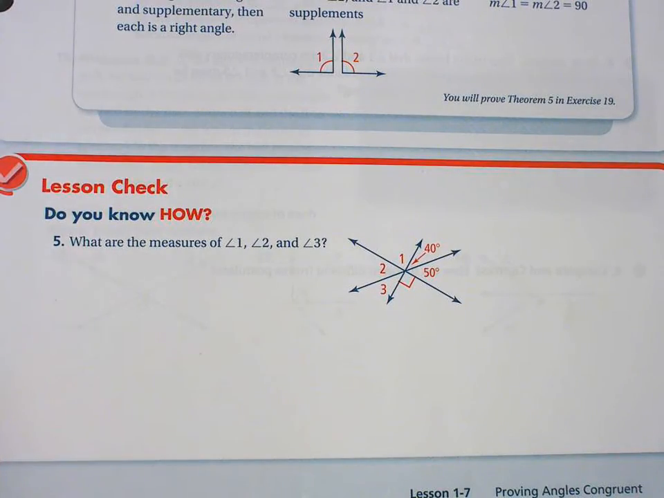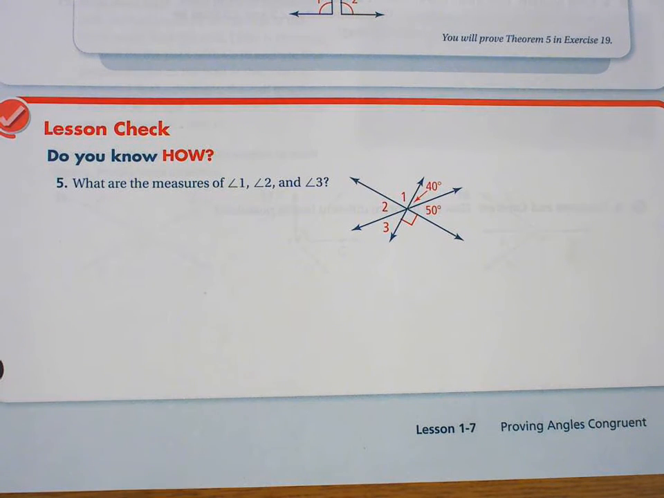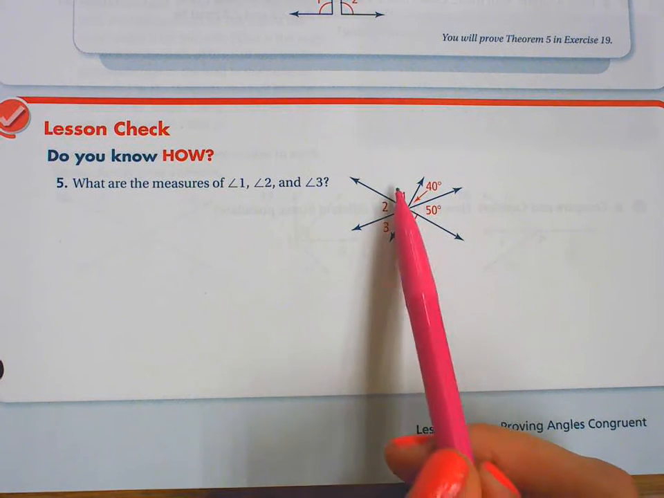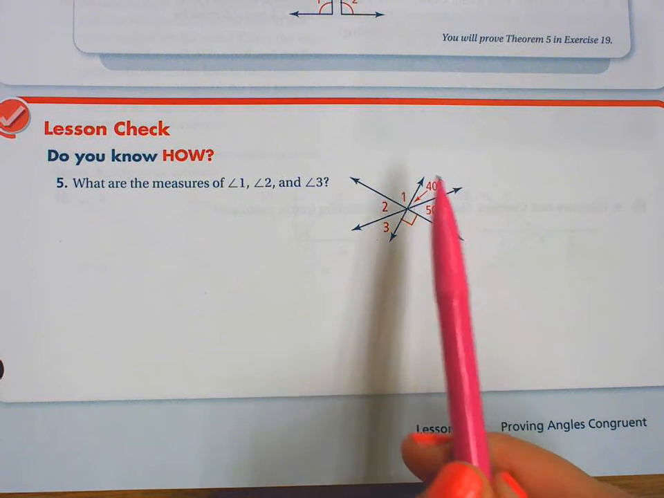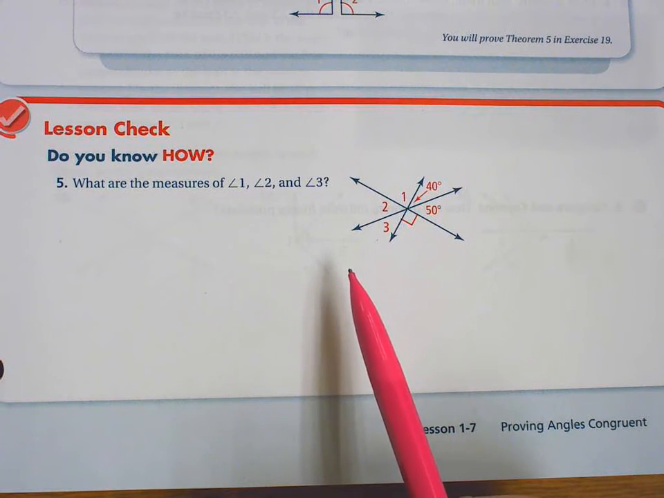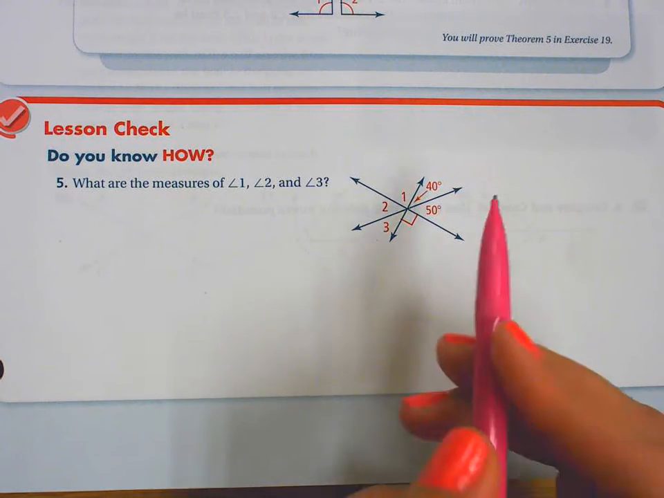I'm going to go to the chapter review and we're going to just do a couple more problems. So this is page 53. I want to see if you guys can get the measures of angle 1, 2, and 3 given this information. So pause it and try it. And now I'm going to help you. So pause it if you haven't tried it yet.